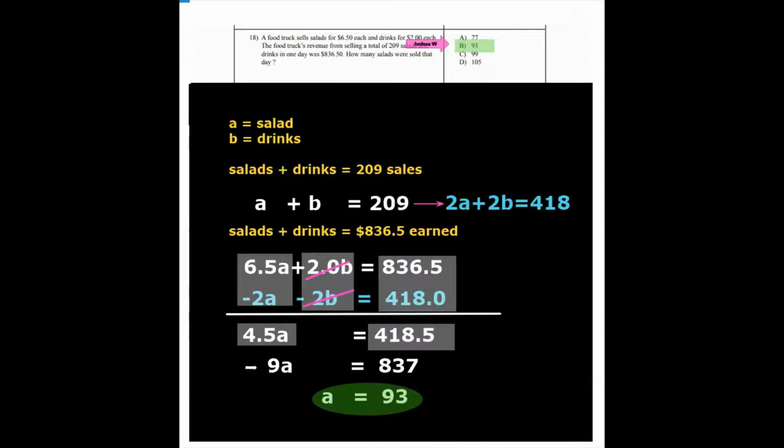Okay, when you get to a step like this and you want to save a few seconds on the test, the other thing is students say, well, if A was 100, then we'd be at 900, but it's not. So it can't be 105. And if it was one less, then it'd be 991. So it can't be C. So B is the only reasonable answer also to save test time. If you estimate, you can eliminate, and B is the only reasonable one.